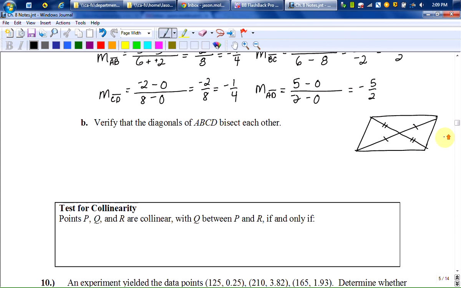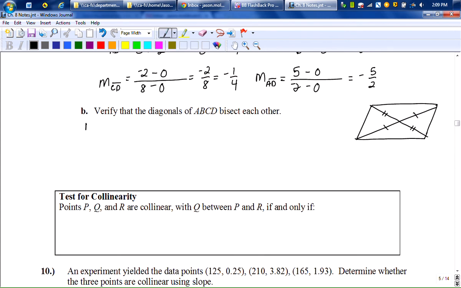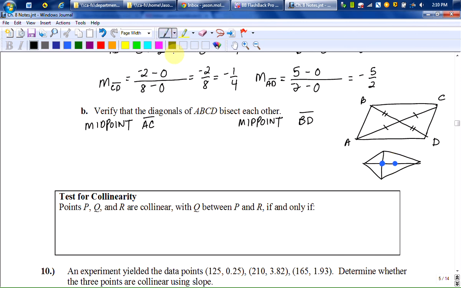So to verify that, what we're going to show is that the midpoint, so let me just label it. Let's say this is AB, CD, so that the midpoint of AC should be the same as the midpoint of BD. This is not true for all quadrilaterals. For example, a kite, one of the midpoints for one of the diagonals might be there, and the other one might be there. So this was specific to all parallelograms.